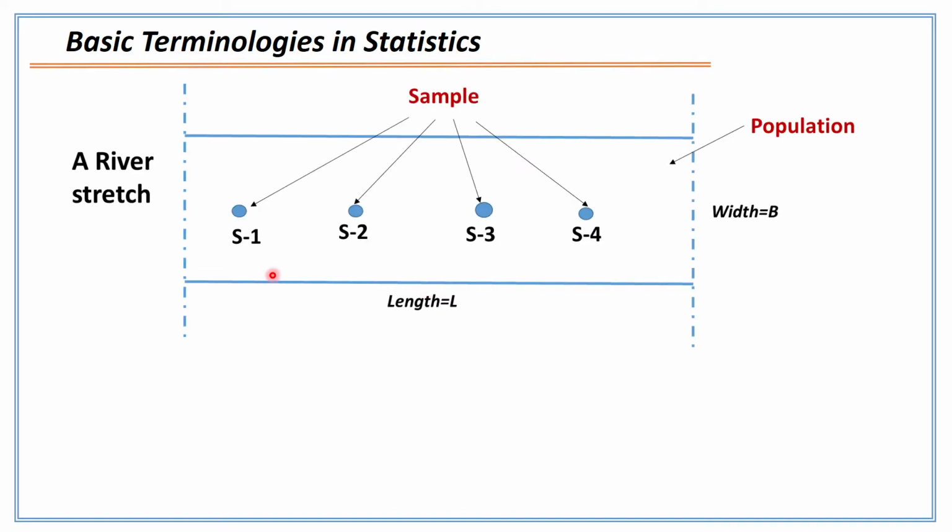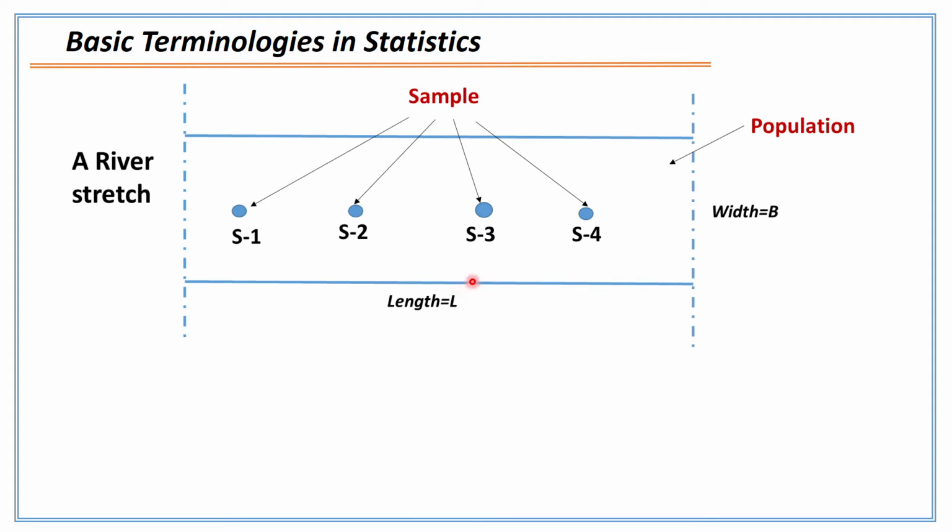Let's say there is one river. There is one river of length L and width B. There is a particular stretch of river, not the whole river, which is having a length L and width B. And there are four samples I will take to analyze that particular stretch of river, namely S1, S2, S3 and S4. Now the question is why I will take samples.